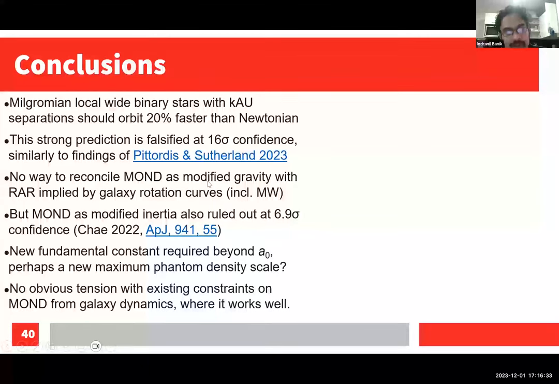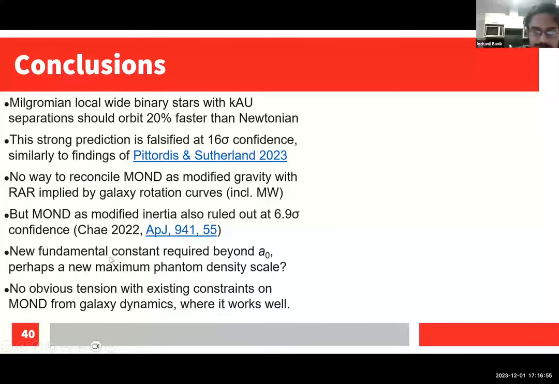You can't reconcile MOND with the wide binary test because of constraints on the form of the interpolating function from galaxy rotation curves, including our own. MOND as modified inertia has been argued to not be compatible with the observations by the person who was speaking last week.